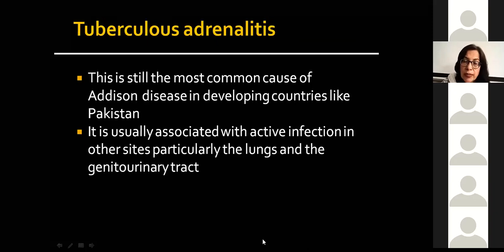Most common cause of Addison's in Pakistan, usually associated with active infection in other sites. Usually these people have active tuberculosis of the lung or genitourinary tract or any other site of the body. They have active tuberculosis, and then it leads to adrenal infection.